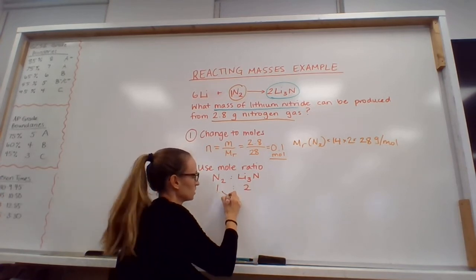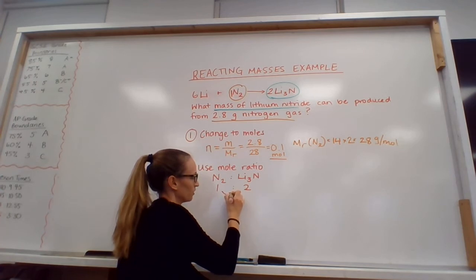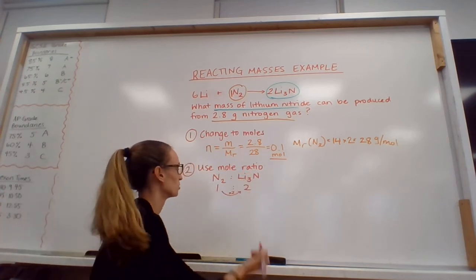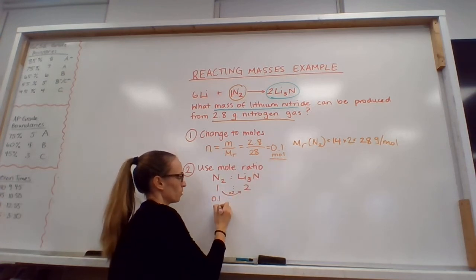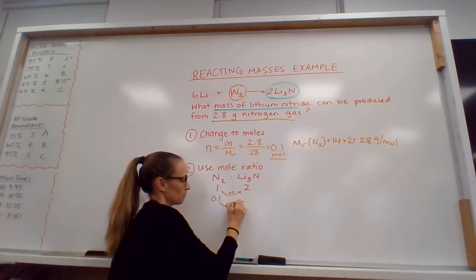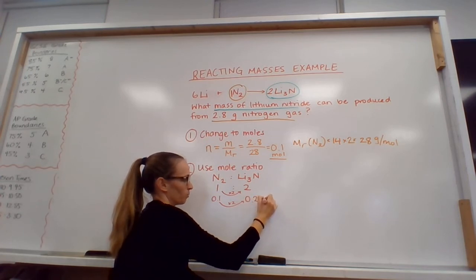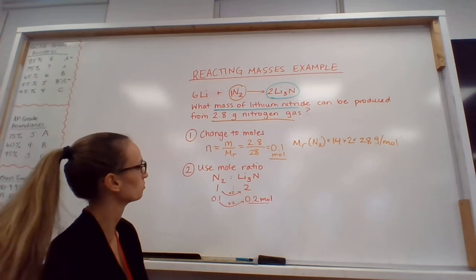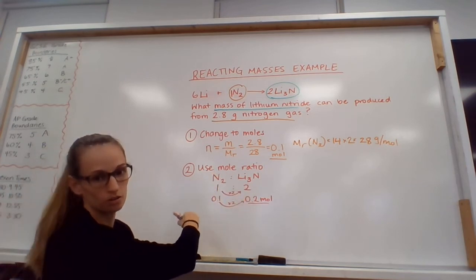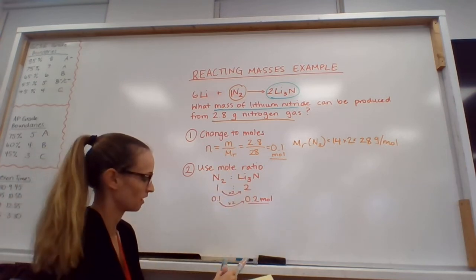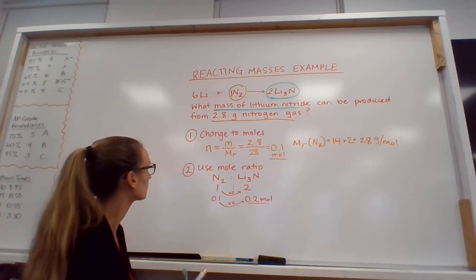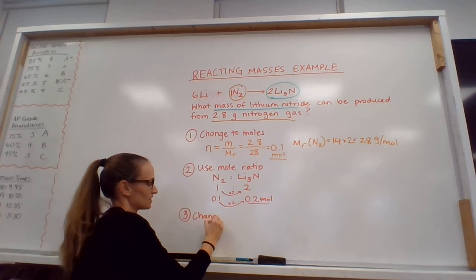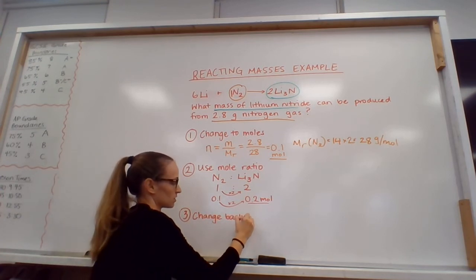It's just doubled. You can use my notation here and say we times 2 to get from 1 to 2, which means for our 0.1 moles, we simply double it and we get 0.2 moles. And that's step two done. We've used the mole ratio to change from our known to our unknown. Step three, last one, change back. In this case, we're changing back to mass because that's what they asked us for.